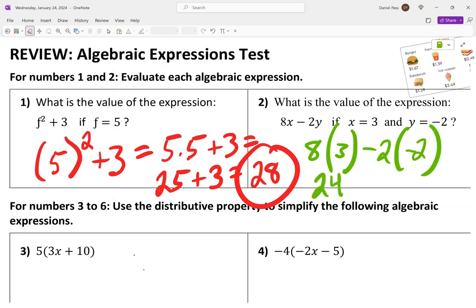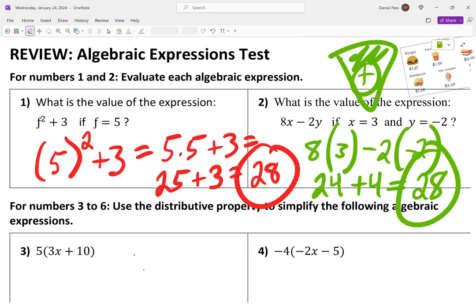And negative 2 multiplied by negative 2 equals positive 4. Positive 4. And together it makes 28. So they were both 28. Yo, awesome.